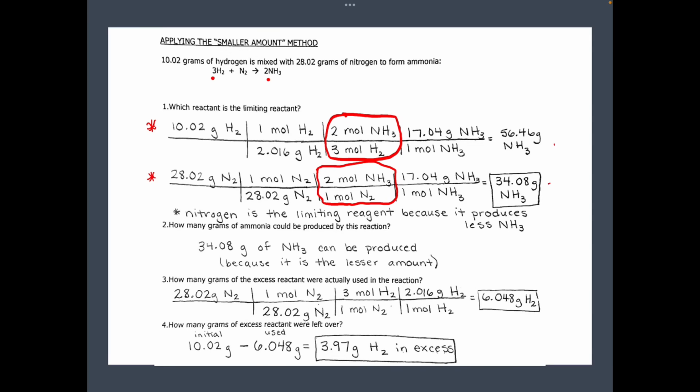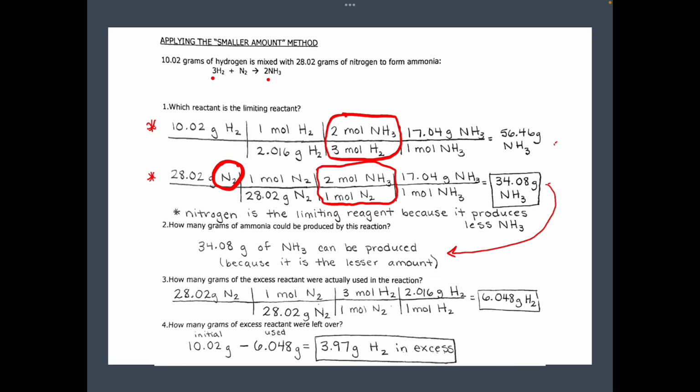So we'll compare these two numbers. Since 34.08 grams of ammonia is smaller, that means that nitrogen was our limiting reagent because it produces less ammonia. This 34.08 becomes our answer for number 2. Remember, the one that is smaller out of these two train tracks, that's the amount that's actually produced. We can't make 56.4 grams of ammonia because we would run out of nitrogen.